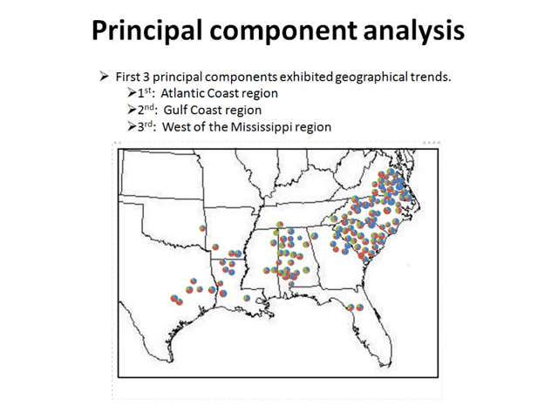Trees from the Gulf Coast region most often loaded into the second principal component, and trees from west of the Mississippi most often loaded into the third principal component. So there did seem to be a geographical trend to the variation in expression that we saw.